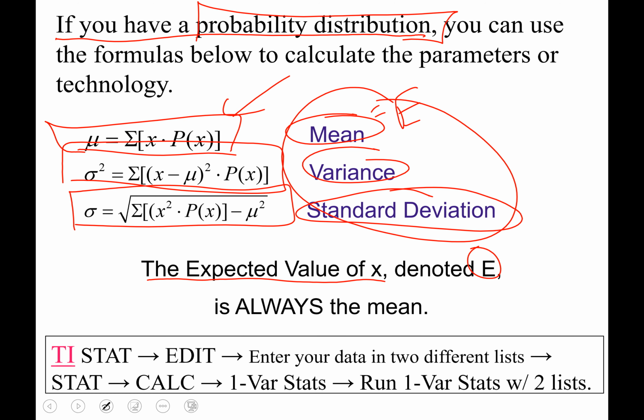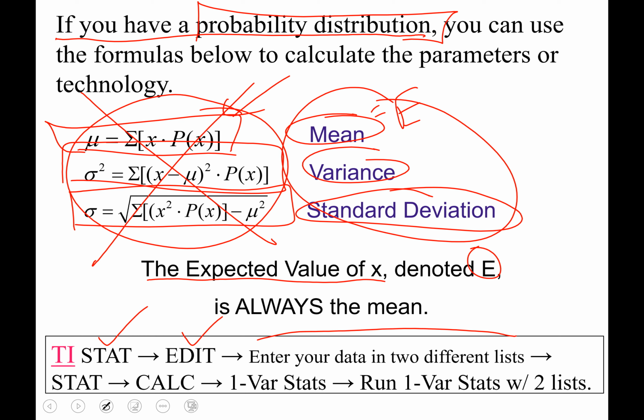Okay, if you don't want to crunch these numbers or these parameters by hand, then you're going to use technology. You're going to go under Stat, Edit. That's always where we enter our data. You guys have been there before. Except this time you're going to have to enter your data into 2 different lists. The first list will be the x's, and the second list will be all the probabilities. Just like in that table, the first column was the x's and the second column was the probabilities.